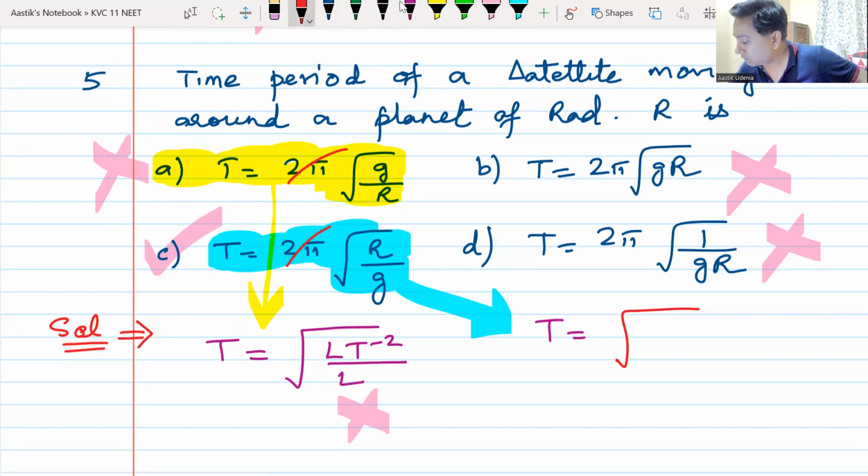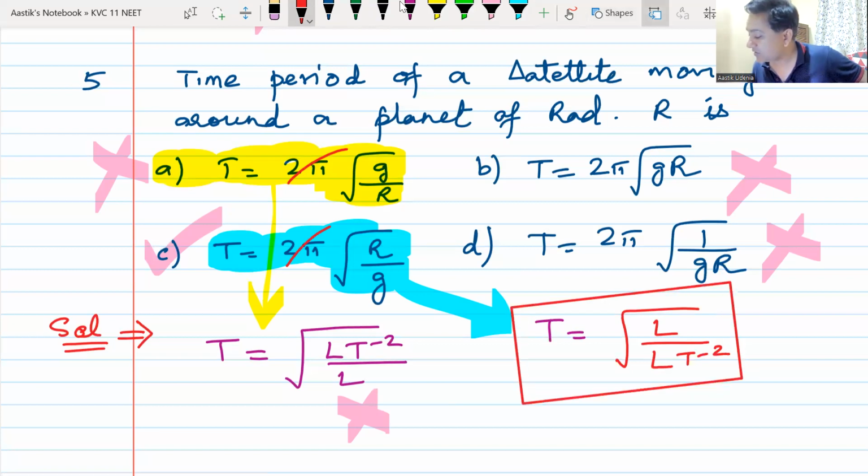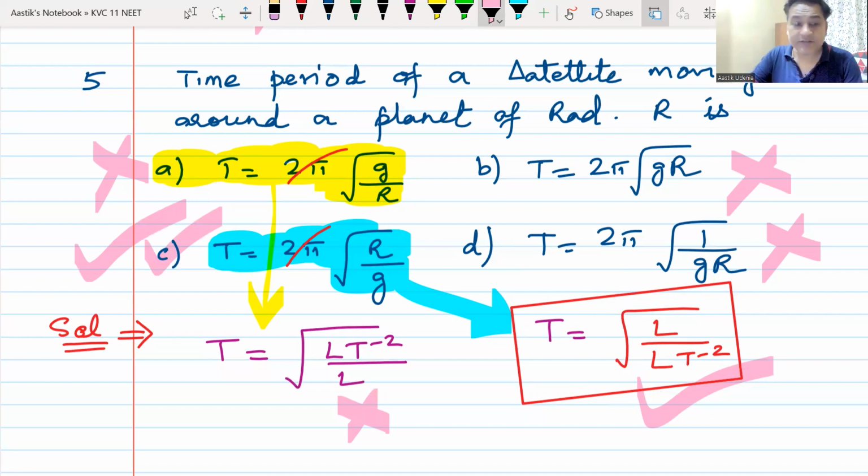Root over R. Root over R is L, divided by LT^-2. Are the two dimensions matching? Yes, sir, they are matching. Oops, wrong dabba. Here, dabba. Anyways, that means the correct option has to be option C. Yes or no? Yes. Yes, sir.